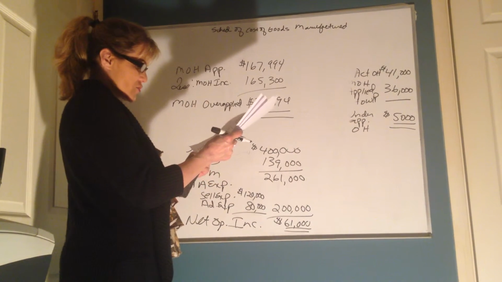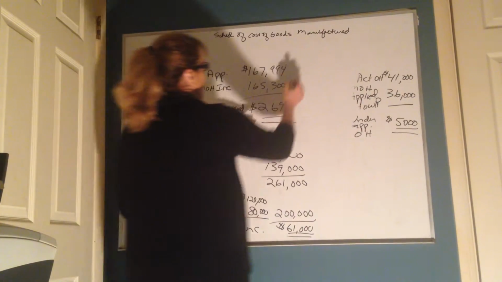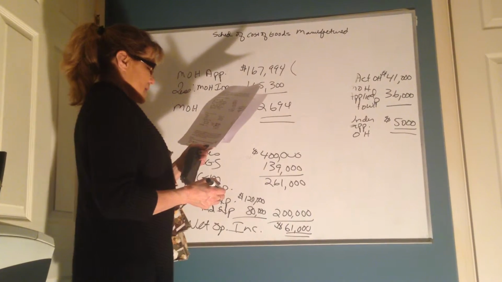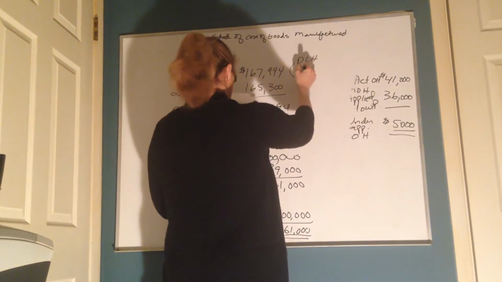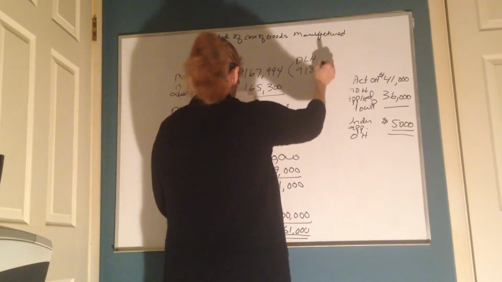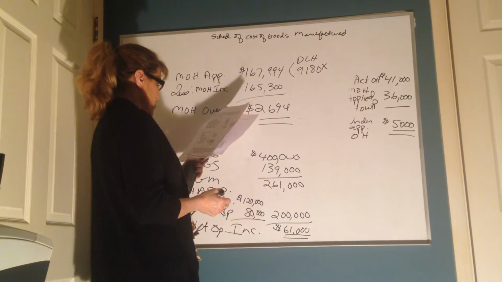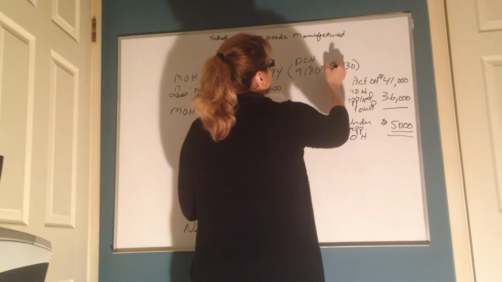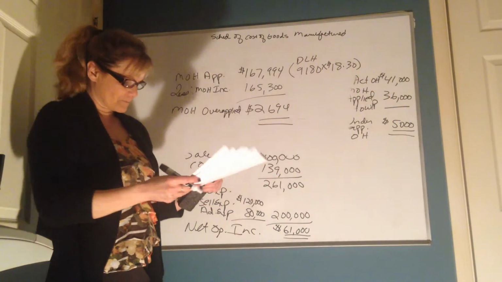We applied too much. To figure out the overhead applied, we took our actual activity of direct labor hours. So our actual activity direct labor hours were 9,180, and we multiplied that by the predetermined overhead rate of 18.30. And that's where we got our 167,994 from.